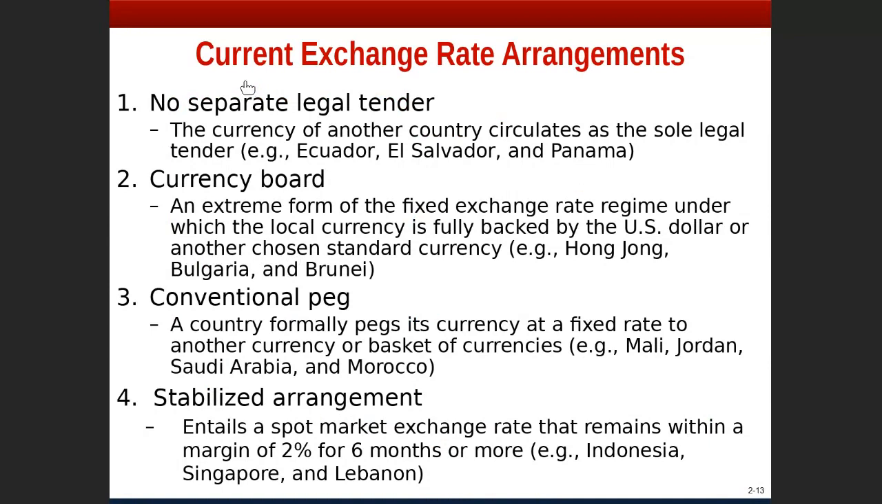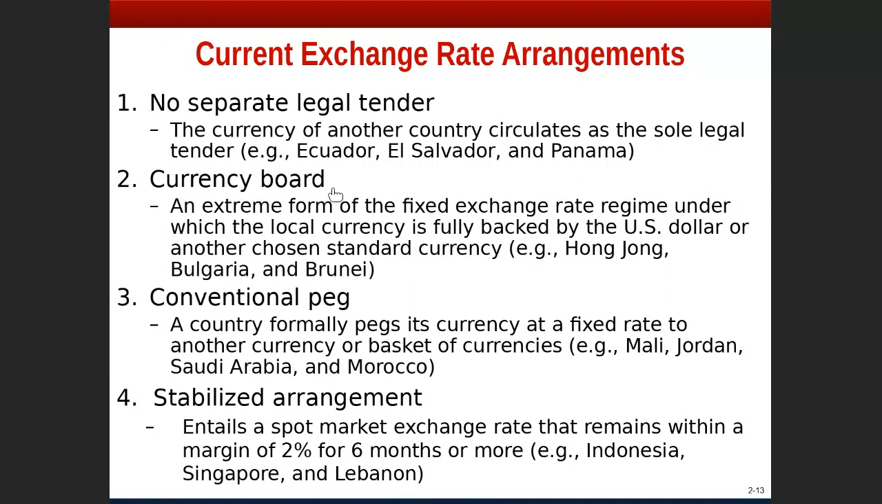Now, currently there are different exchange rate arrangements depending on which country one is looking at. One, no separate legal tender. That is, there are countries in which the currencies of a foreign nation or foreign nations are used. Here, the currency of another country circulates as the sole legal tender. That is the case of Ecuador, El Salvador, and Panama, where the US dollar is the currency in circulation. In other words, these countries do not have their own sovereign currencies.